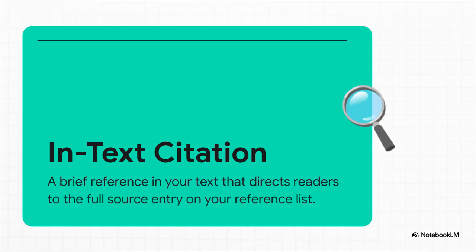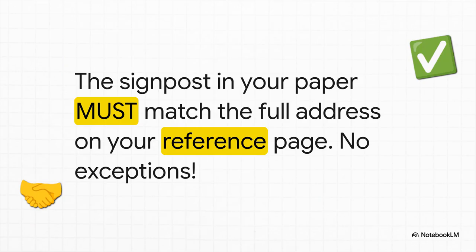So that little thing in parentheses, that's what we call an in-text citation. Its entire job, its only purpose in life, is to be a quick, clear signpost that guides your reader from the exact sentence they're on straight to the full, detailed entry on your reference page. Simple as that. Okay, and this is the golden rule. If you only remember one thing from this whole explainer, make it this one. The author's name and the year that you put in your text has to be a perfect one-to-one match with the beginning of the entry on your reference page. No wiggle room. They have to match.